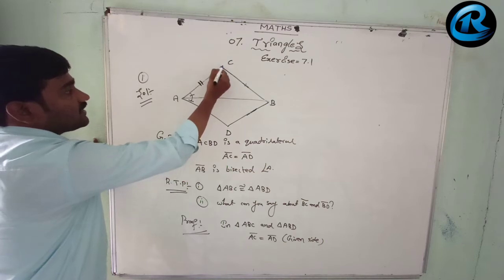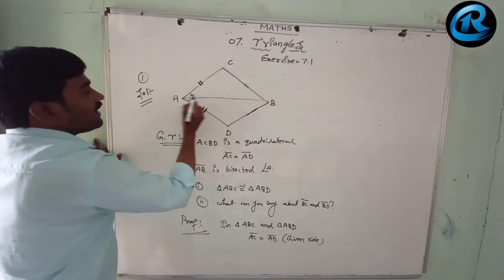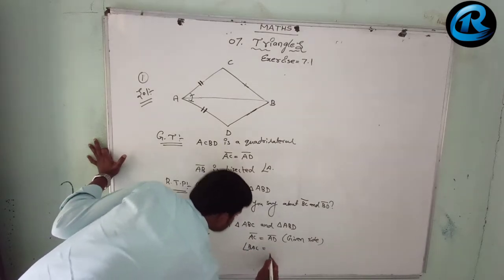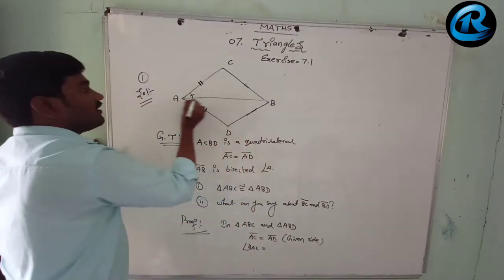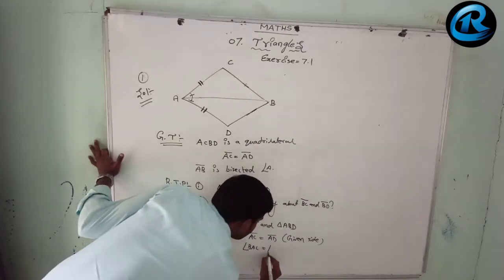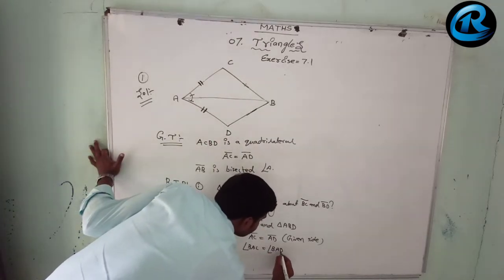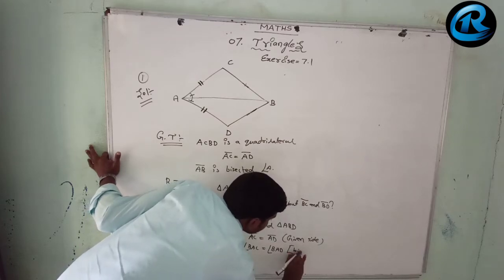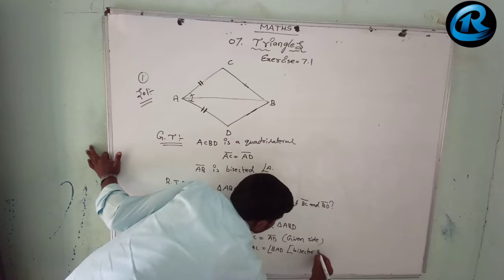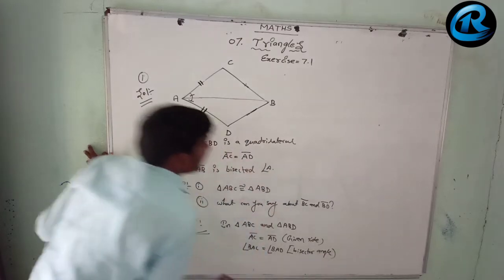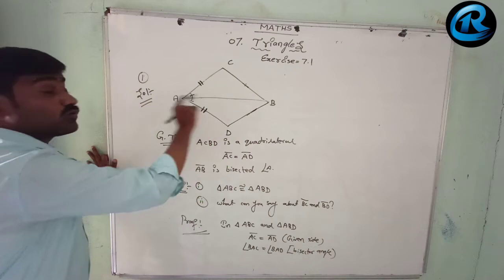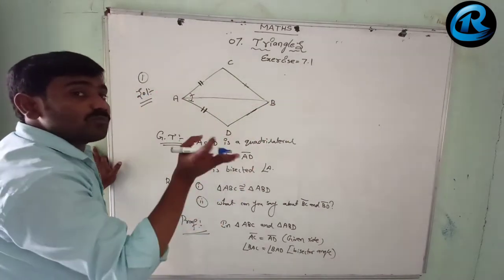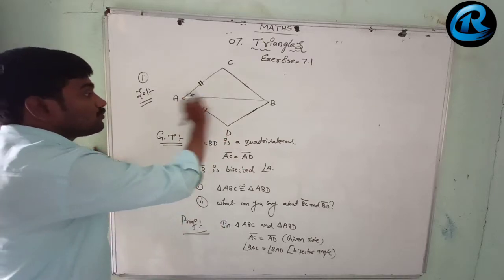Again, what was given? Angle BAC is equal to angle BAD. This is a bisector angle. That means this angle is divided into two equal parts because it is bisected. Angle A is divided into two parts.